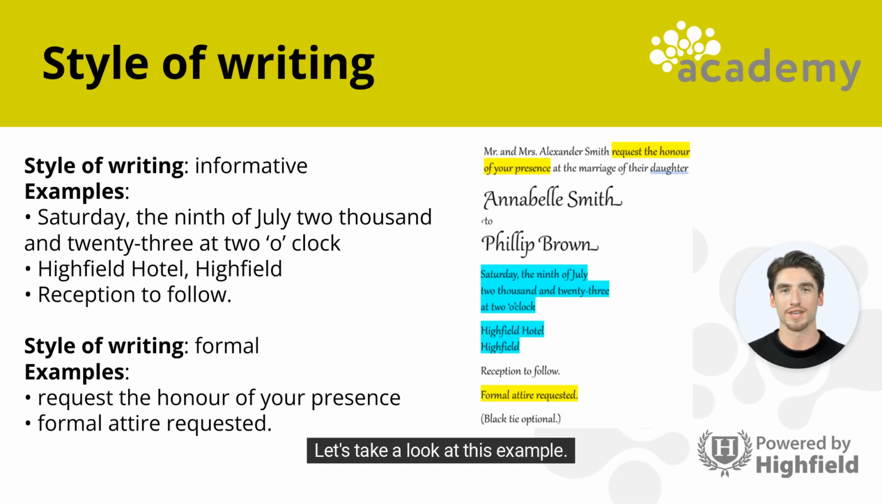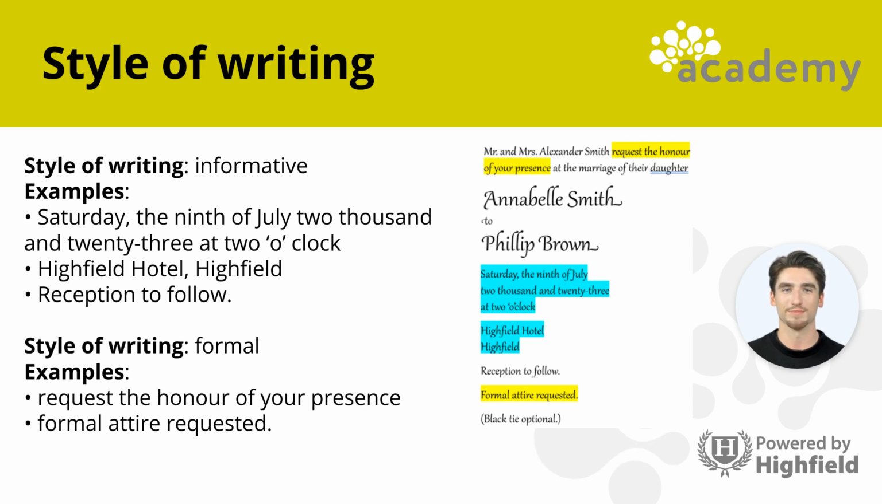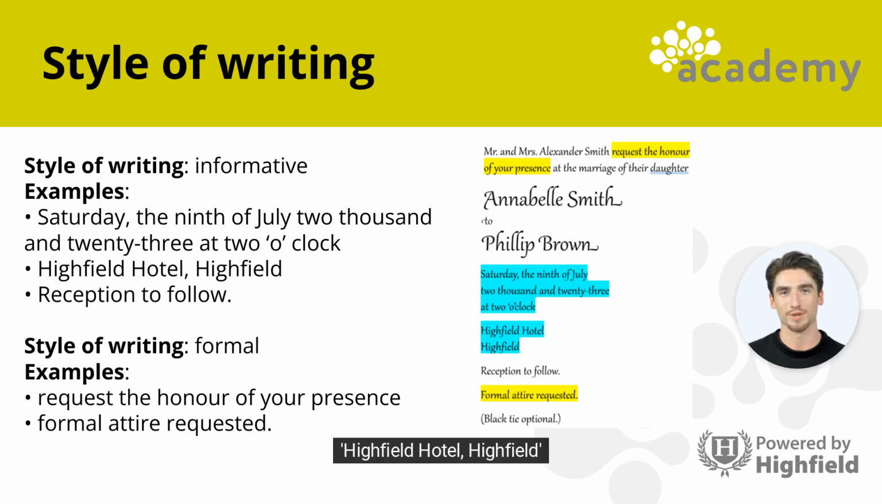Let's take a look at this example. We can see that this text is a wedding invitation. The style of writing used is informative. We know this because it gives information to the intended audience, the guests. Examples of this include Saturday, the 9th of July 2023 at 2 o'clock. Highfield Hotel, Highfield, and reception to follow. These can be seen in blue.